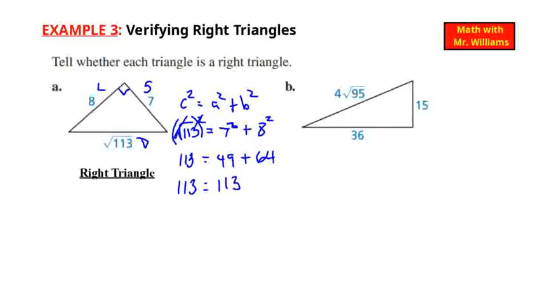All right, on to B. So we identify our diagonal, our shorter side, our longer side here. So let's go ahead and take care of this now. So we have 4 square root of 95, which needs to be squared, equals our short side, which is 15 squared.